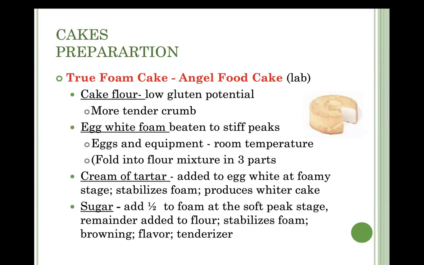We will be using cream of tartar. Our cream of tartar, we're going to be putting that into our egg white foam at the foamy stage. All right. It stabilizes the foam and it also helps with softening that protein. So the protein from the egg whites, it helps produce a whiter cake. It helps produce that because of the acid.